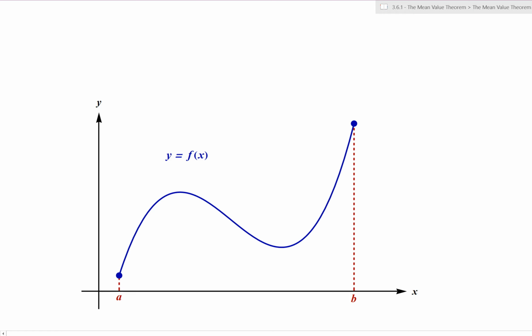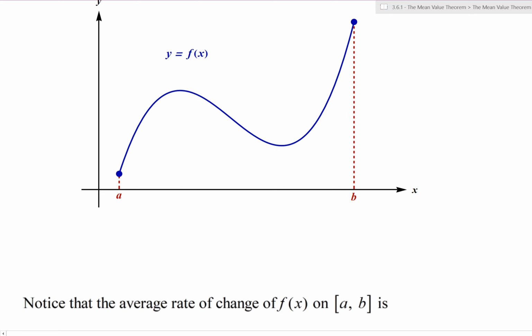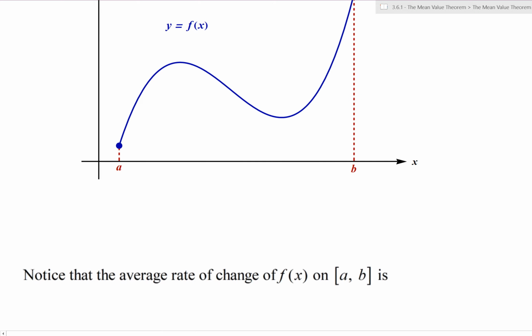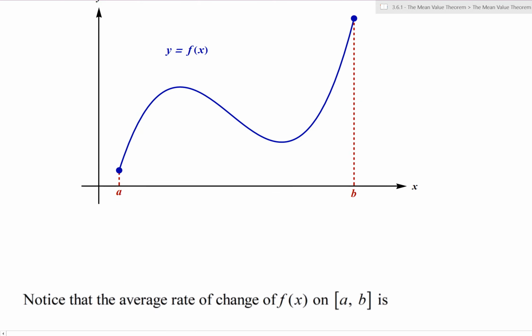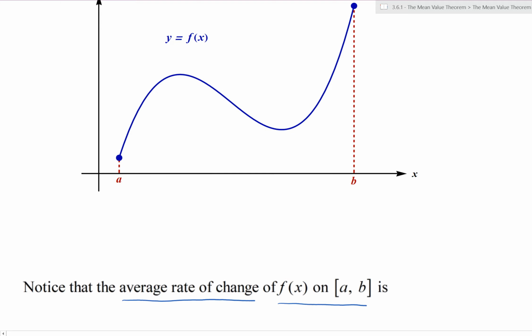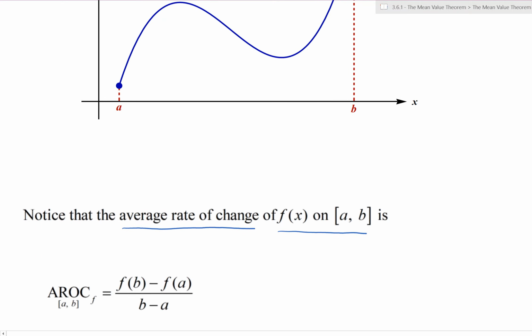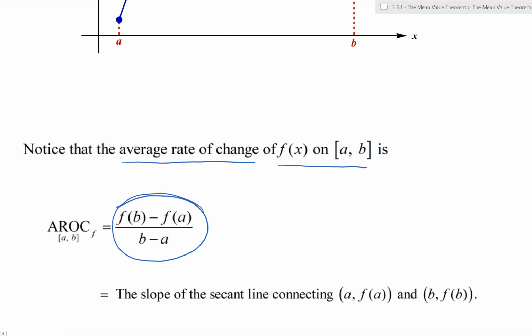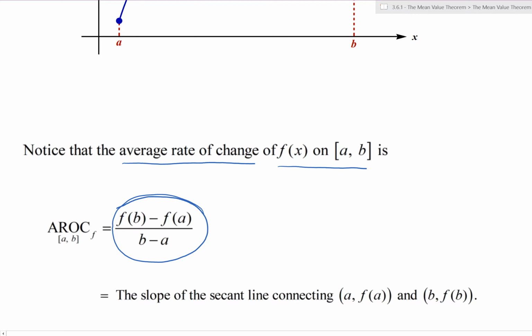Okay, so we want to keep this graph in mind because we're about to ask a question about the graph. But first, notice and review that the average rate of change of this function f of x over the interval a to b is f of b minus f of a over b minus a. And that, of course, is the same as the slope of the secant line connecting the points (a, f of a) and (b, f of b).